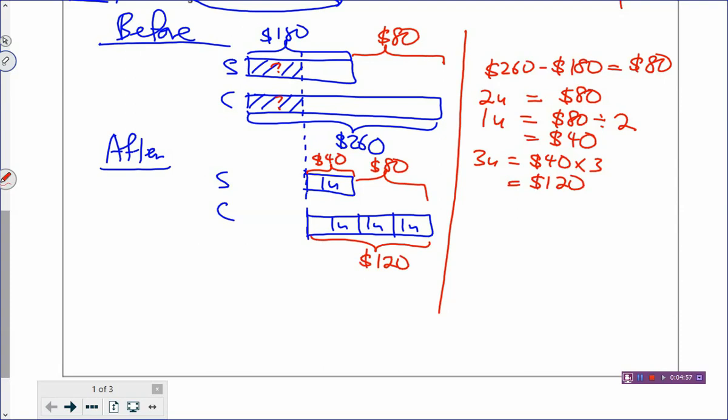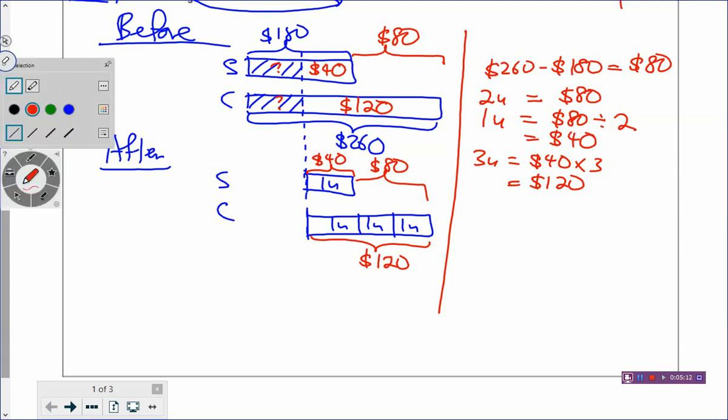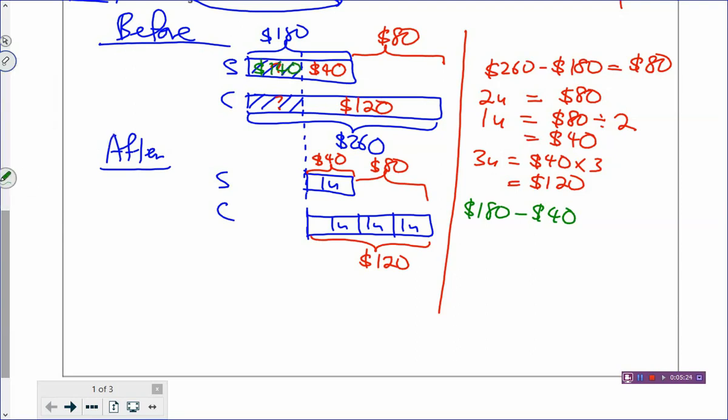So if Sarah has 40 in the end, then this must also be 40, right? And then Claire has $120 in the end. All right. Okay. So now can you find what is the question mark? Yes, you can. You take 180, which is Sarah's money at first, and you minus 40. All right. And you will get how much is Sarah's spending, which is $140.